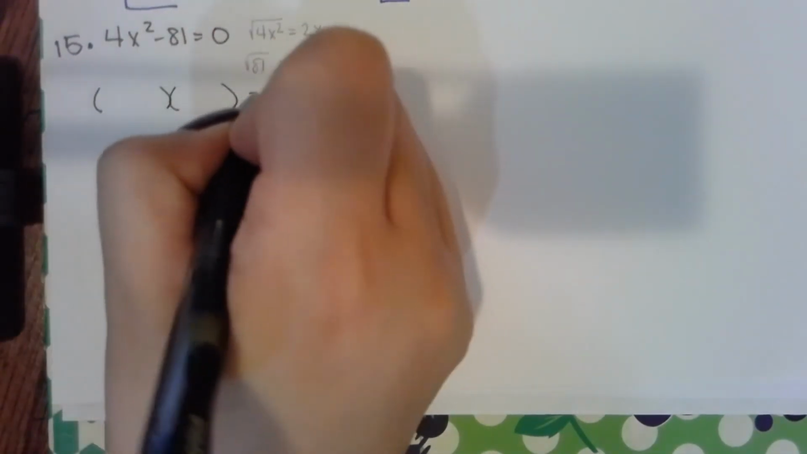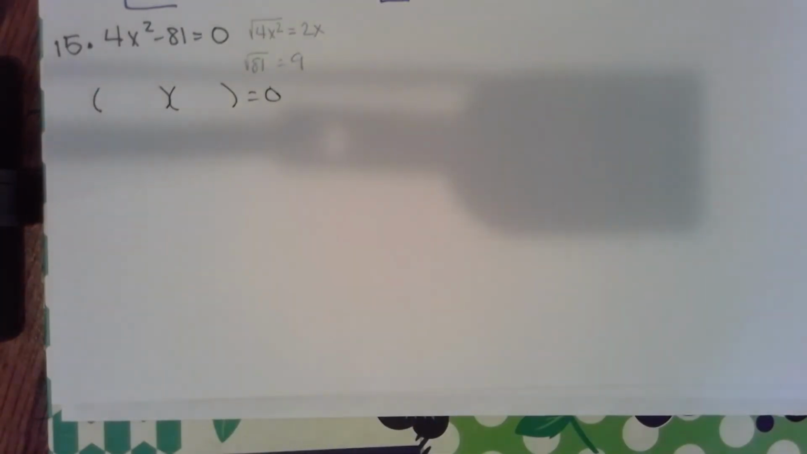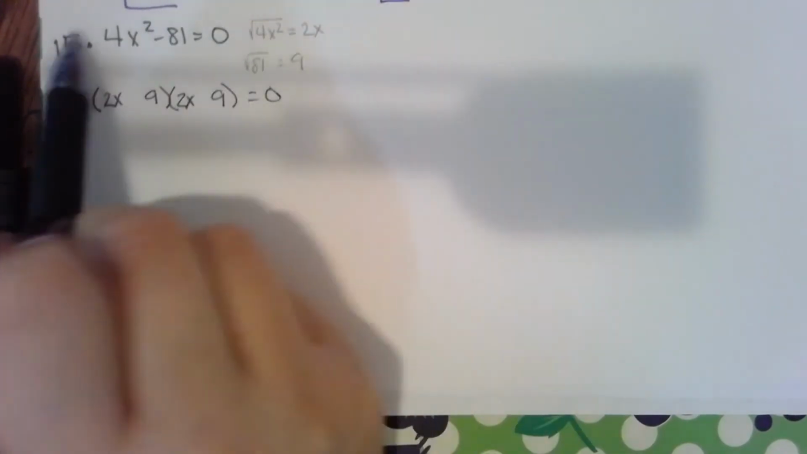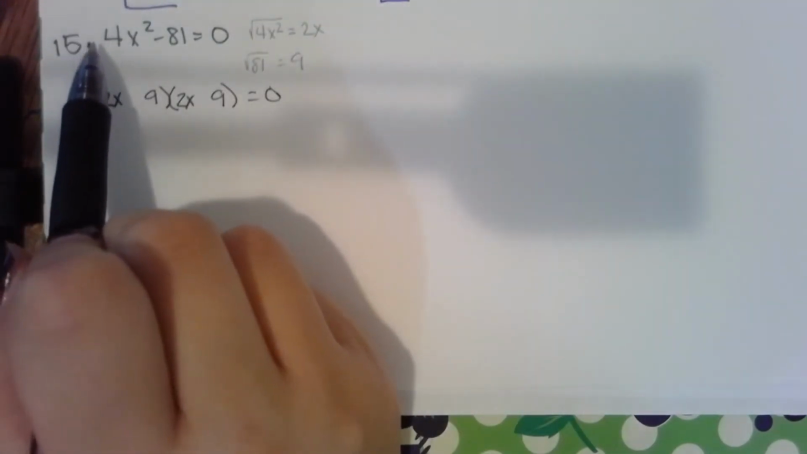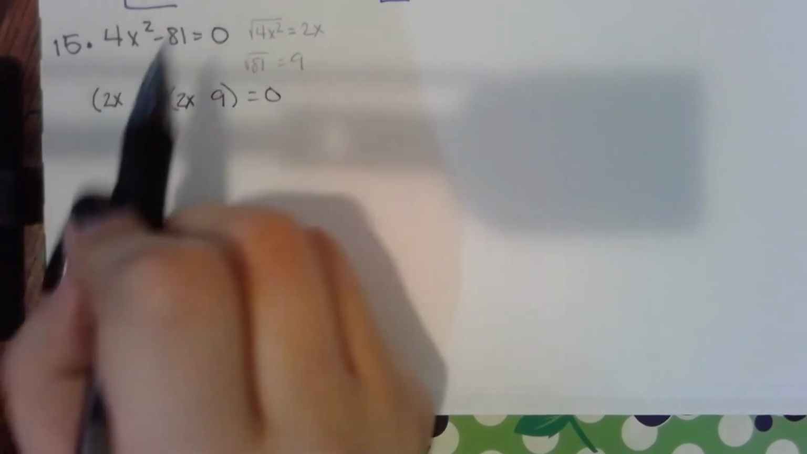So taking the square root of 4x squared, you get 2x. And then taking the square root of 81, you get 9. Remember, since 4x squared is on the left side, you're still going to have 2 sets of parentheses, and they're still equal to 0. Since 4x squared was on the left side, that means 2x is also going to be on the left side. Since 81 was on the right side, that means 9 is going to be on the right side. Remember, a squared minus b squared equals a minus b times a plus b. So one of them has to be minus and one of them has to be plus. It can be either or.